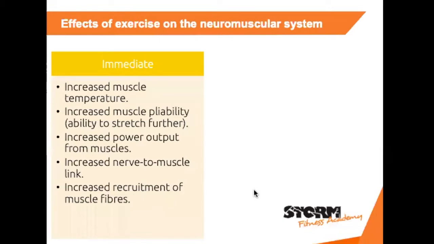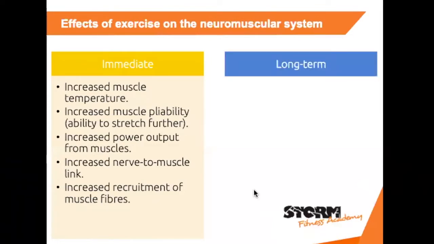Now, obviously with that, whenever we start exercising, the muscle temperature goes up because we direct blood to the working muscle. And that blood carries heat, it carries nutrients, and it carries oxygen. Now, when muscles are warmer, they become more pliable. So you think about something like blue tack, if you try and stretch it when it's cold, it breaks. If you warm it up and stretch it, you can stretch it loads. Increased power output from muscles, increased nerve to muscle link, increased recruitment of muscle fibers.